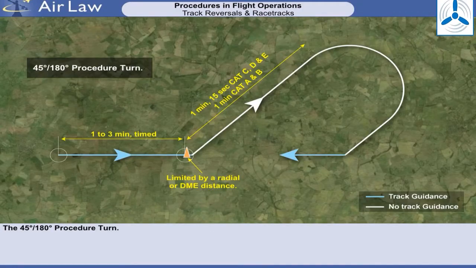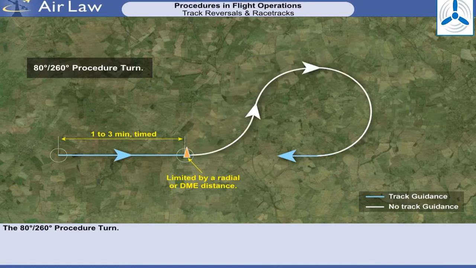The 45-degree or 180-degree procedure turn is the first variation and requires track guidance to a point, timed or DME, where a 45-degree turn is made, followed by a straight leg of either 1 minute for Category A or B aircraft, or 1 minute 15 seconds for Category C, D and E aircraft. At the end of the timed leg, a Rate 1 turn is made through 180 degrees to bring the aircraft into a position to intercept the reciprocal of the outbound track at an angle of 45 degrees.